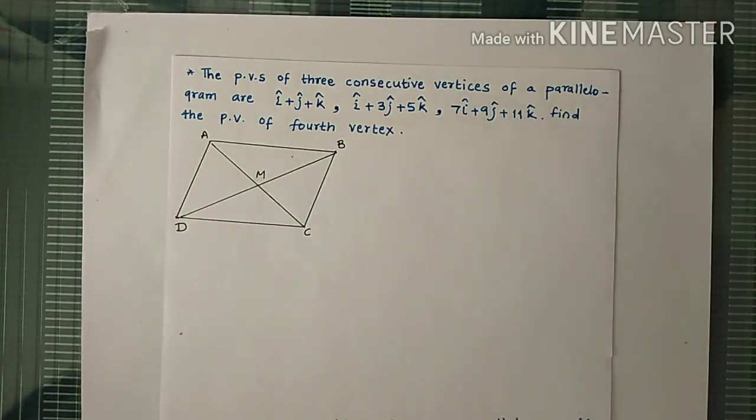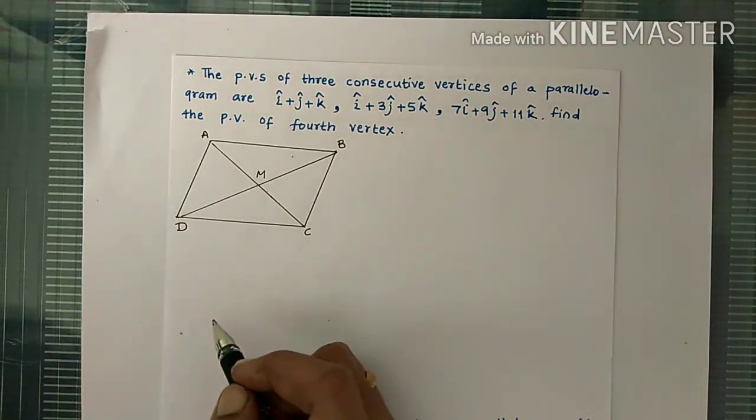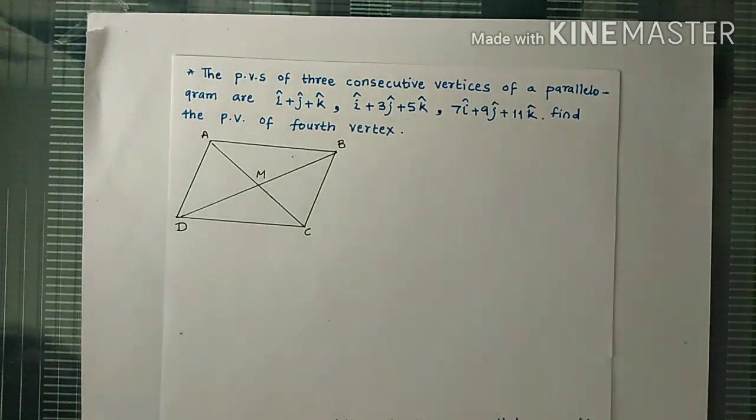In this video, we are going to study some questions based on midpoint formula, and afterwards we will be solving some questions based on section formula. So this is the first question. The position vectors of three consecutive vertices of a parallelogram are given, and the question is find the position vector of the fourth vertex.